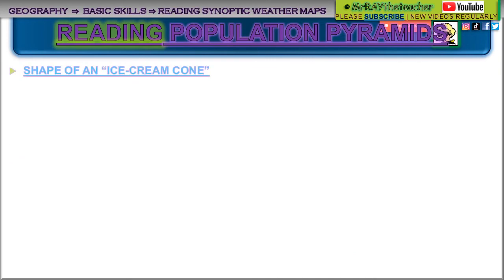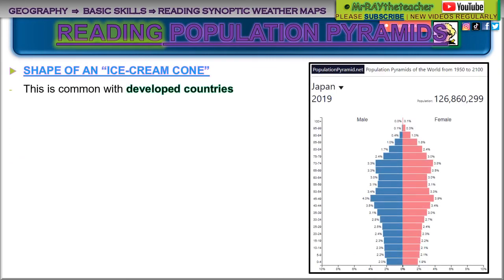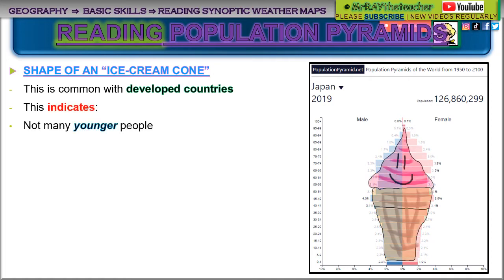Flipping that around, we have an ice cream cone shape. This is common with developed countries, probably countries that are beyond the curve. It indicates not many younger people left relatively. There's an ice cream there. A low birth rate and too many elderly people left.